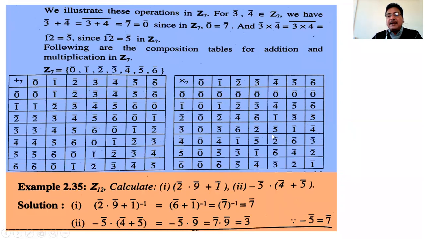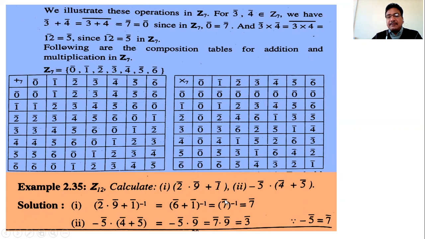Then the inverse of 3 bar is what? Since 3 bar into 5 bar is 1 bar, the inverse of 3 bar is 5 bar, and therefore the inverse of 5 bar is also 3 bar. And the inverse of 6 bar is itself, 6 bar, because 6 bar into 6 bar is 1 bar.